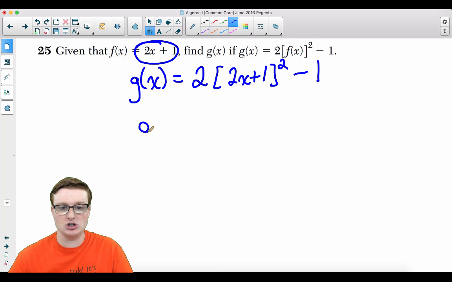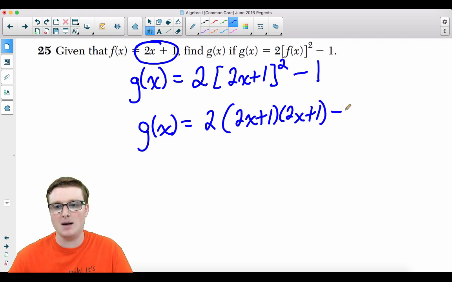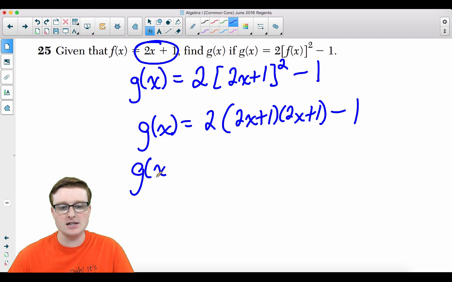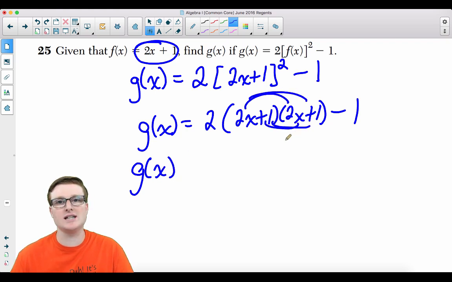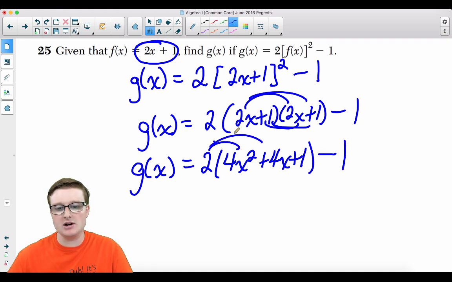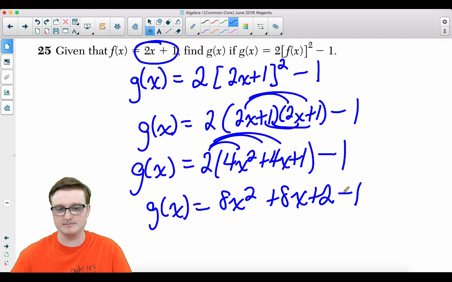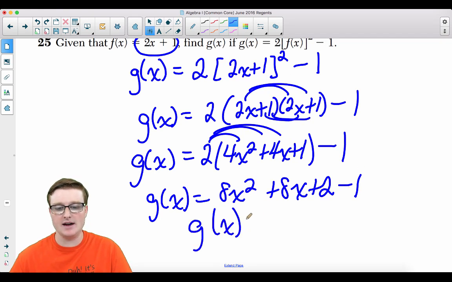Let's continue to simplify. So we get g of x is equal to 2 times 2x plus 1, 2x plus 1, because I can now write it twice because that's a square, minus 1. Now I can FOIL these: first, outer, inner, last. So g of x is equal to 2 times 4x squared plus 4x plus 1 minus 1. Now from here, I could distribute that 2. So I now get g of x is equal to 8x squared plus 8x plus 2 minus 1. At the very end, you get g of x is equal to 8x squared plus 8x plus 1.